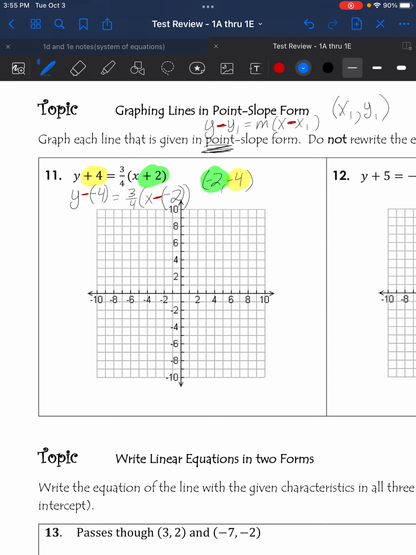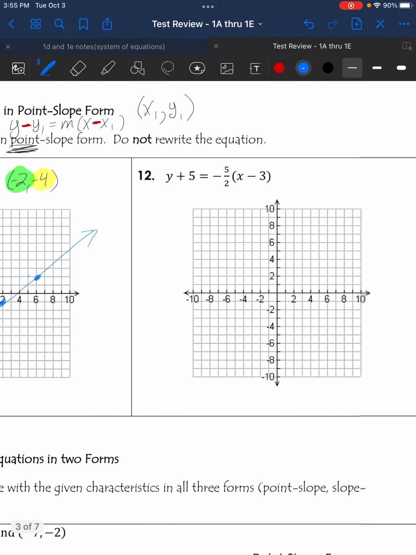So my coordinate is negative 2, so I go on x to negative 2, and I go down 4, and that's my first point. Now I have my slope, which is up 3. So I go from my point of negative 2, negative 4, and I go up 1, 2, 3, and to the right 1, 2, 3, 4. And I can continue that pattern. I usually go with at least 3 points until we get to systems, then I draw all the points.